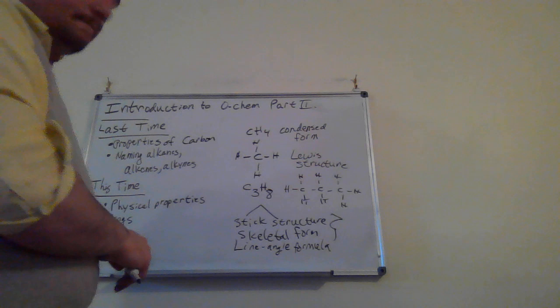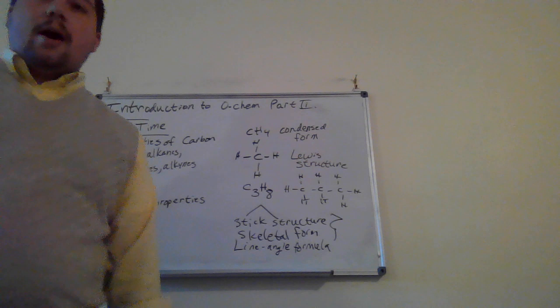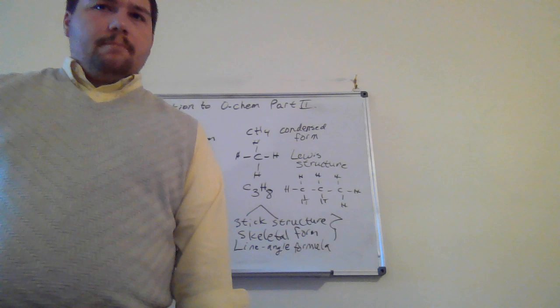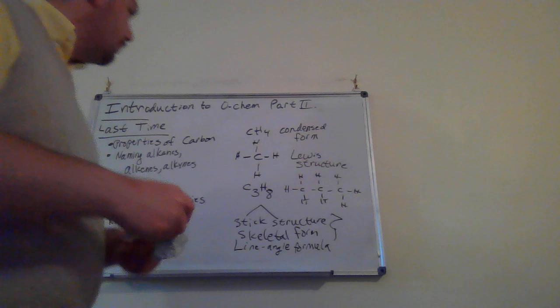So we're going to do a little bit of review with that. And then we'll go into some physical properties, talk about the melting point, the boiling point. And then we'll go into naming some rings. Then in the next videos, we'll probably talk about the acid base, Bronsted-Lowry acids for carbon, and we'll be talking about the functional groups, okay? So let's continue.